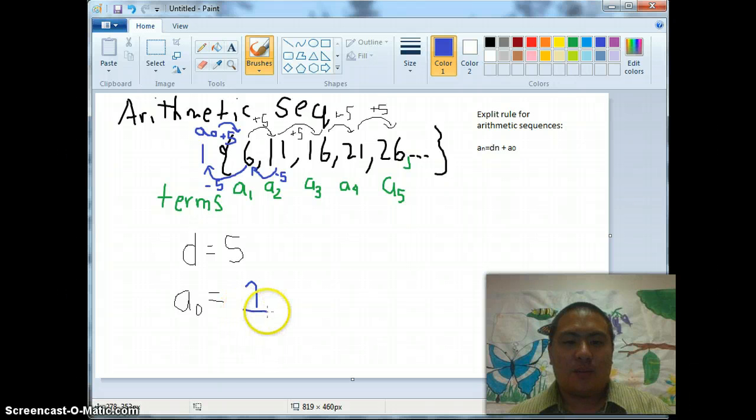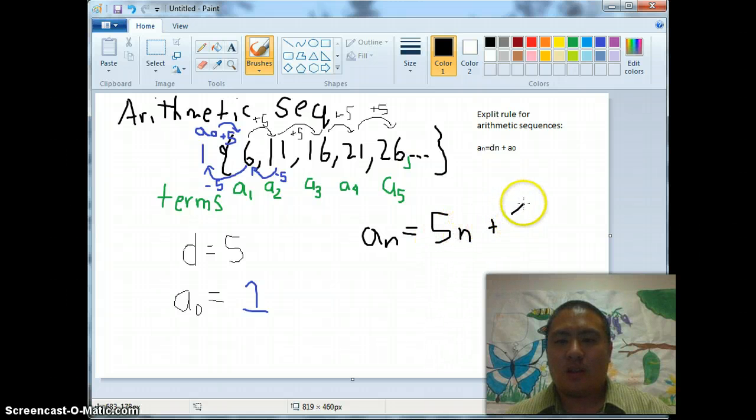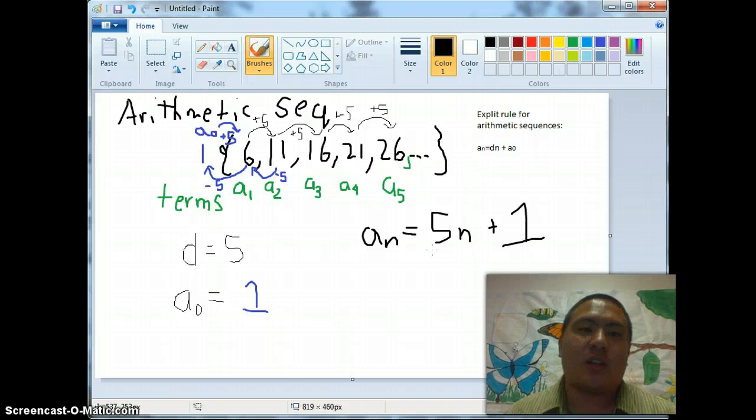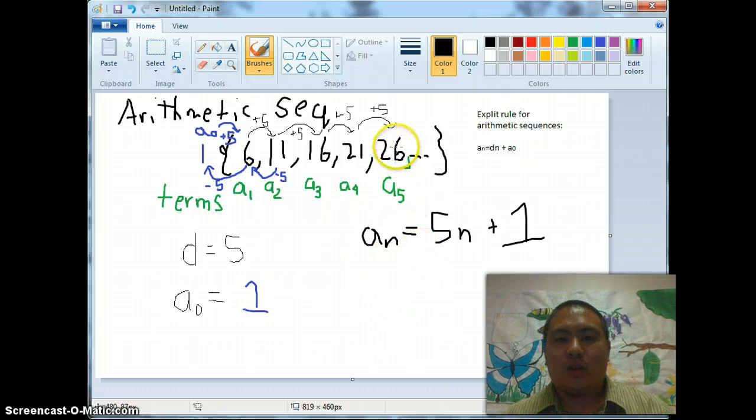I'm going to make the rule for this. A sub n is equal to 5n plus 1. Now this is our explicit rule for this particular arithmetic sequence, and we can look for any term. So let's look for the 6th term. Right now, just pause the video and think about what would go right after 26.